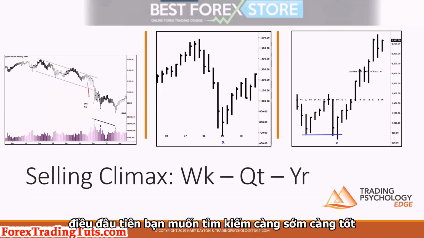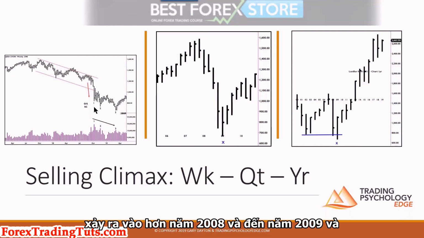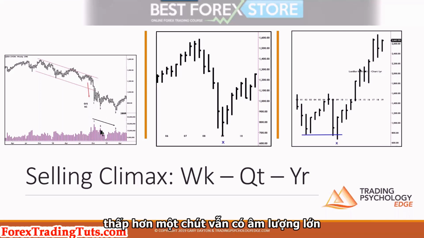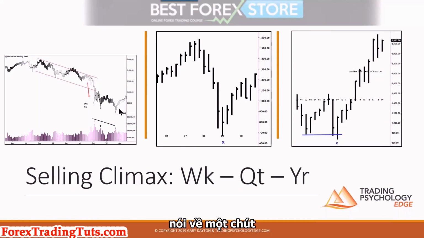That's the first thing you want to look for. As soon as you see this plummeting action, large volume, wide spreads, you start thinking about climactic action, selling climax. And this is the selling climax that occurred in 2008 and into 2009. You can see that it takes some time before it all unveils. We dropped down a little bit lower, still had high volume, dropped down even lower, and then we get a bottom reversal, which we're going to talk about in a little bit. But on the way down, the volume is still declining.